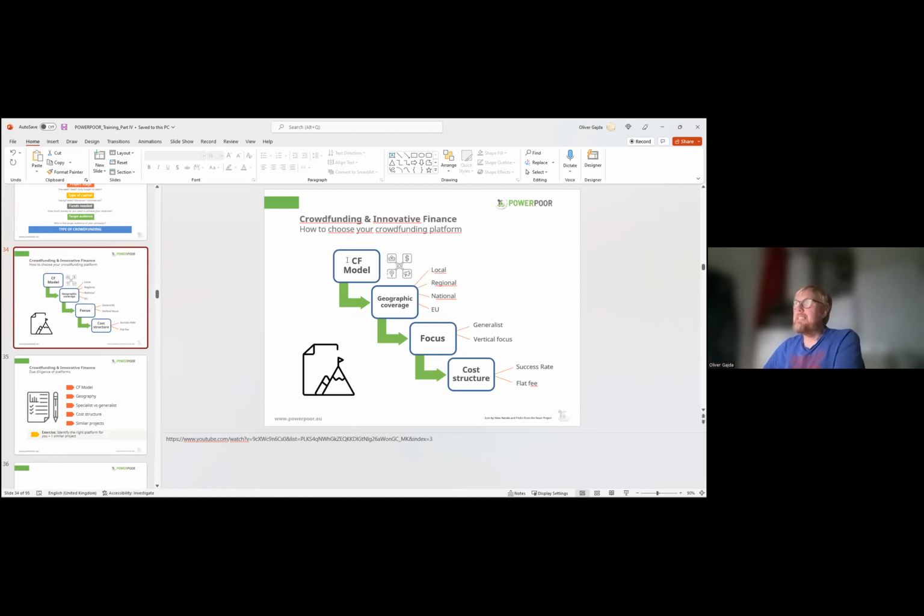Just clearly, the model we discussed, but there's also the geographic coverage. There are platforms that have a very local focus, or a national focus, or regional focus. And with the new law for loans and investments, there will be pan-EU focus. First platforms are rolling out their operations into a number of member states, and some of these are big.